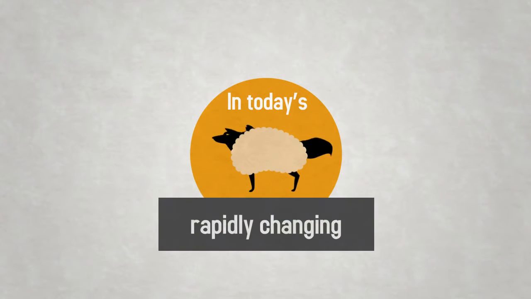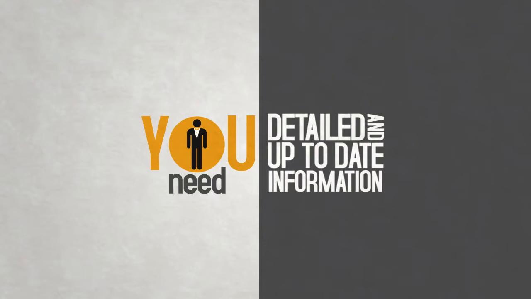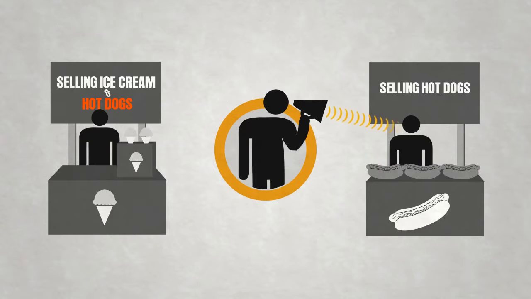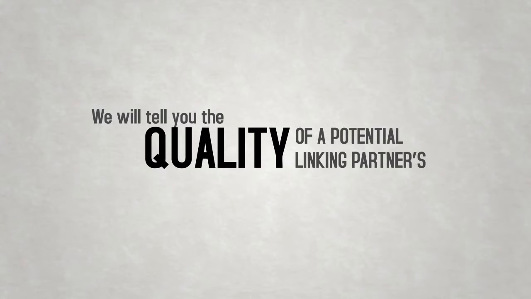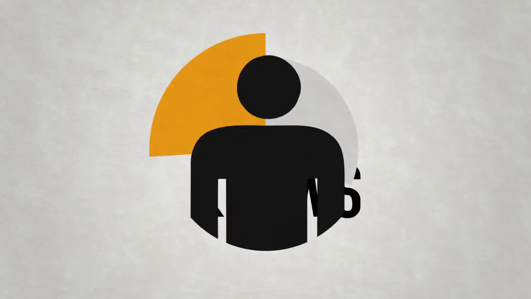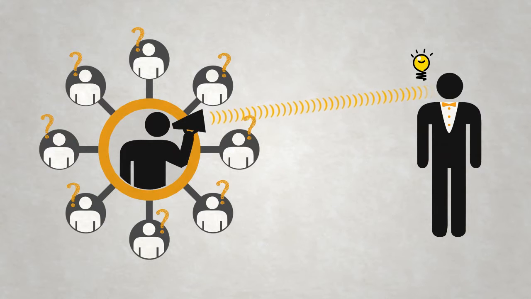In today's rapidly changing competitive landscape, you need detailed and up-to-date information. We will tell you when a potential partner turns into a direct competitor. We will tell you the quality of a potential linking partner's network because you can bet that Google already knows. We will tell you what your competitors are planning next and will make you the smartest guy in the room.